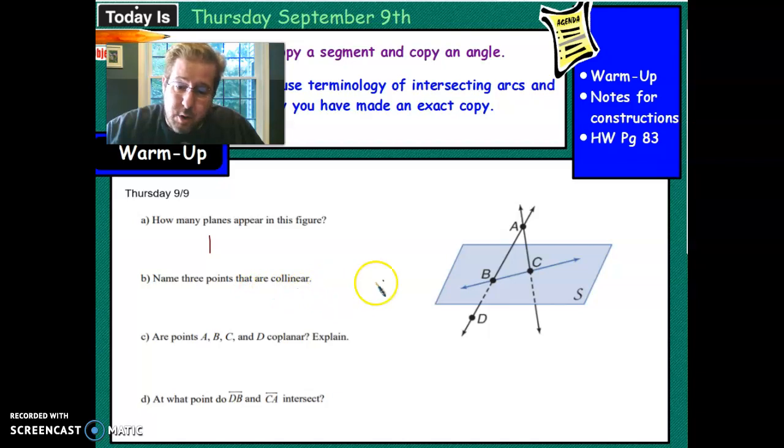Name 3 points that are collinear. That means in a straight line. That would be points A, B, and D. That is actually the only choice in this diagram.